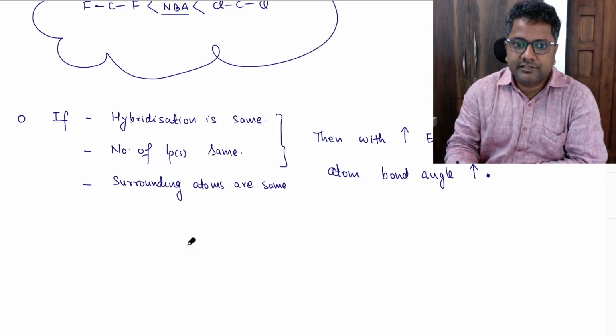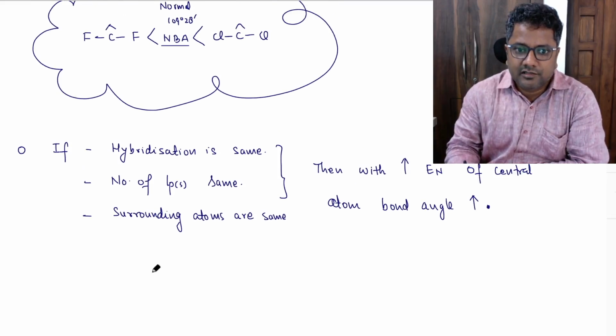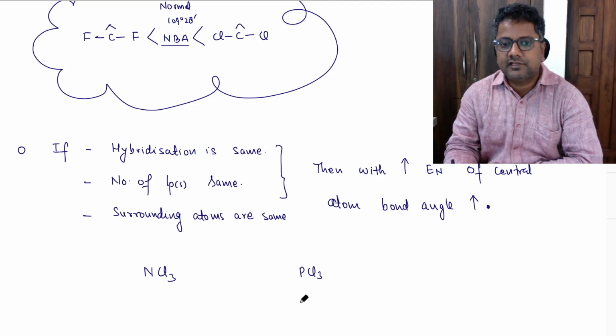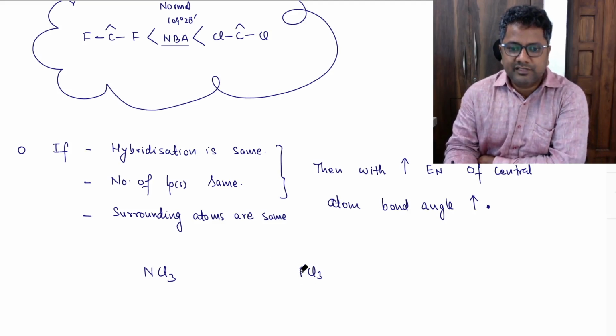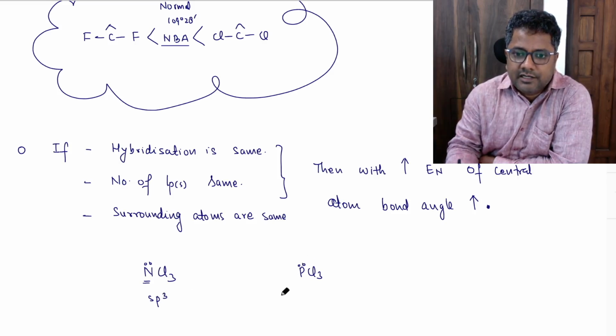So suppose you have two examples, NCl3 and PCl3, right? NCl3, PCl3. Now see, one lone pair here, one lone pair here. Hybridization is the same. See, 5, 3, 8, 5, 3, 8. So sp3 and sp3.